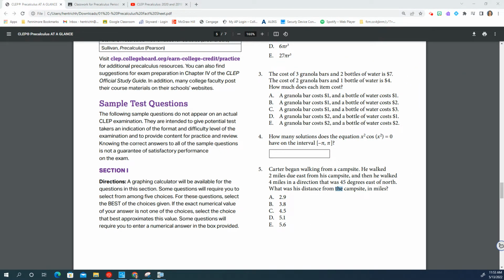Next problem says, how many solutions does this equation have? Trigonometric equation here. I have my graphing calculator. I'm not going to waste my time trying to solve this algebraically. I'm going to plug this into my y1, see where it equals 0, aka where does it cross the x-axis, and I'm only looking from negative pi to pi, so I'll adjust my window to do that.